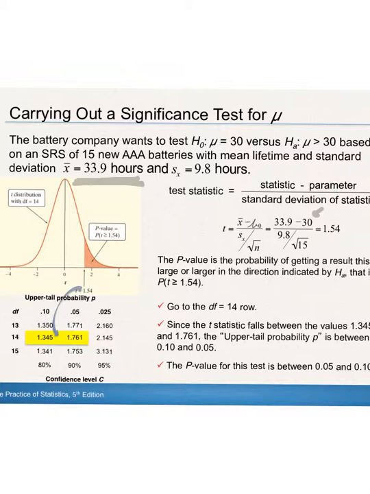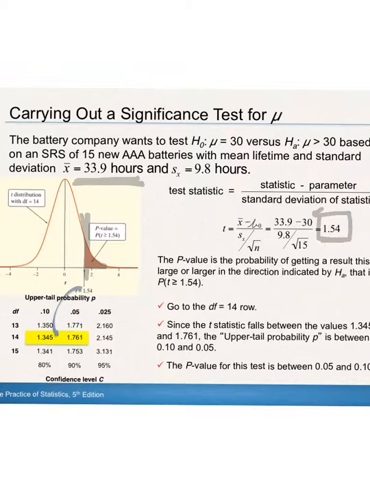When we do all that calculation, we end up with a t value statistic of 1.54, and it works the same way visually. Here's 1.54, and we're looking for this area underneath the curve to see if that p-value is less than 5%.